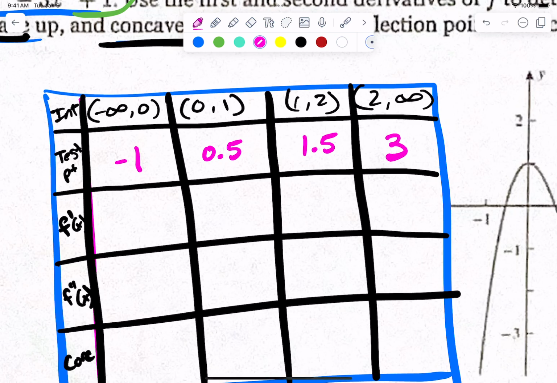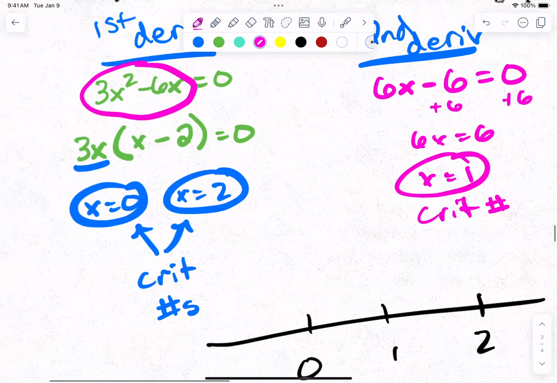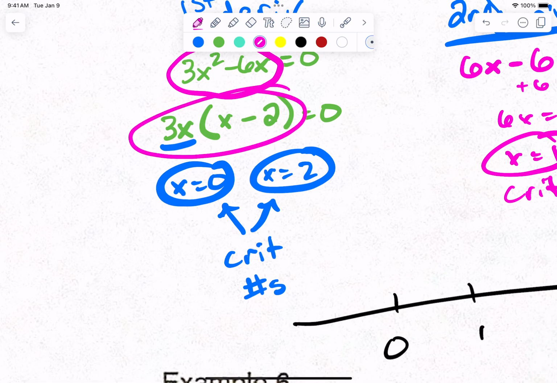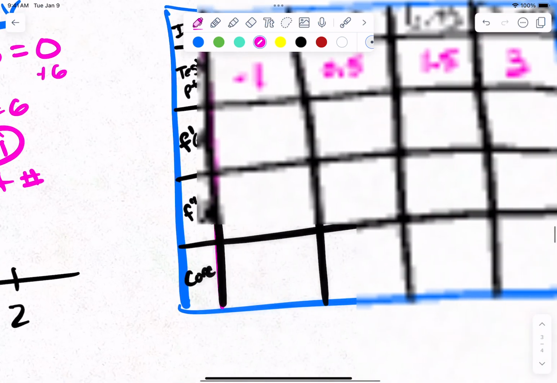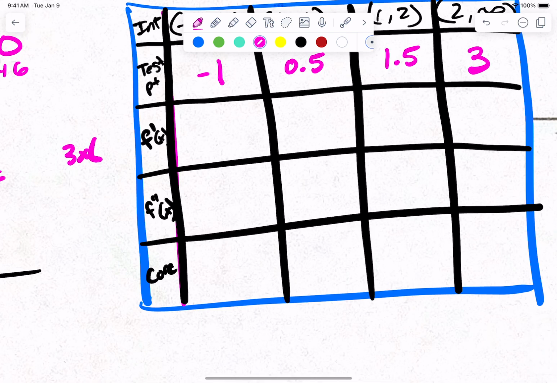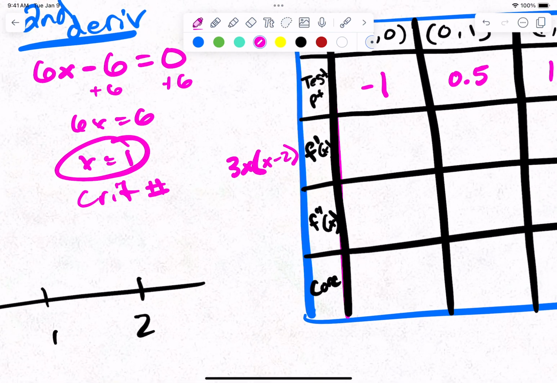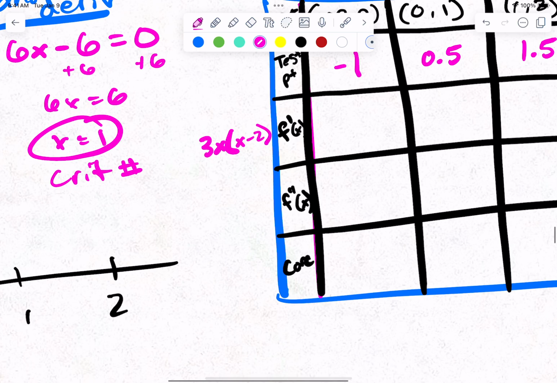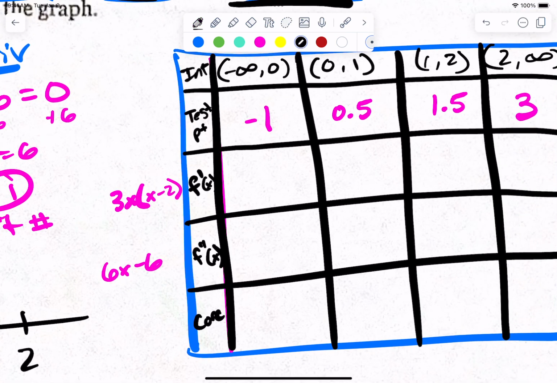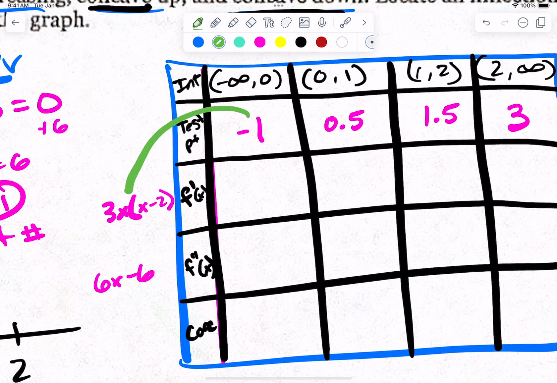Okay, there we go. I'm gonna write my first derivative down over here, and I'm gonna do the cheaty cheat thing. It's 3x times (x plus 2) times (x minus 2). There's my cheaty cheat. My second derivative is 6x minus 6. There's my first derivative and second derivative. Let's plug them in. Negative 1 times 3 is negative. Negative 1 minus 2 is negative.